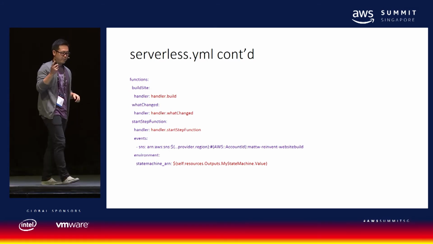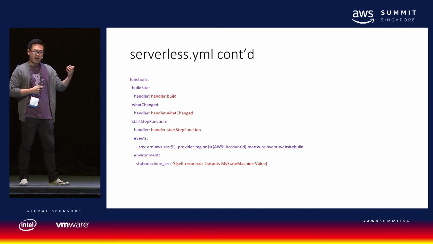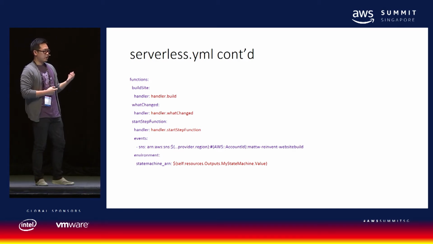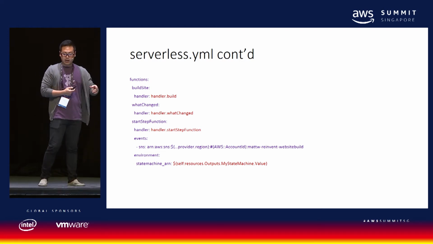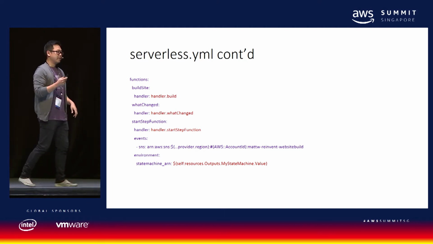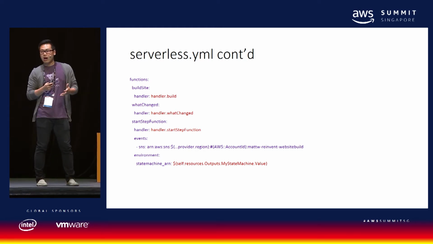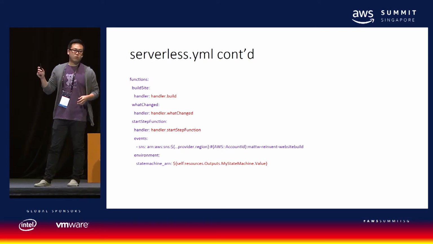And then finally, we're going to build out our Lambda functions here. So you have a function section. You'll have a handler.build for build site, what changed for handler what changed, start step function. And actually, as you can see here, start step function is waiting for an event. Now, a lot of demos you'll see will have something like an S3 trigger the Lambda. In this case, we're waiting for SNS. We're waiting for a notification.